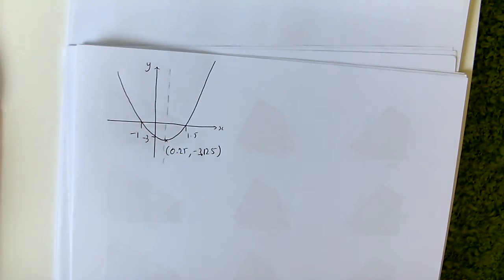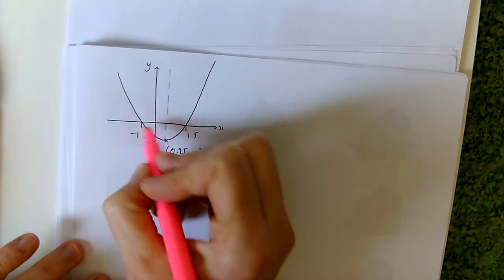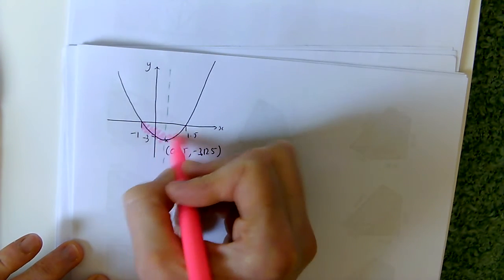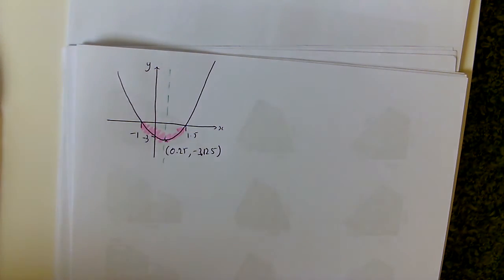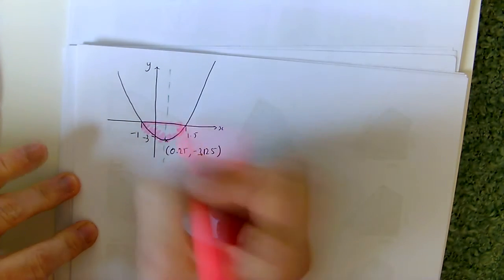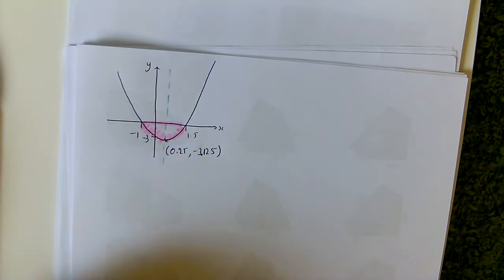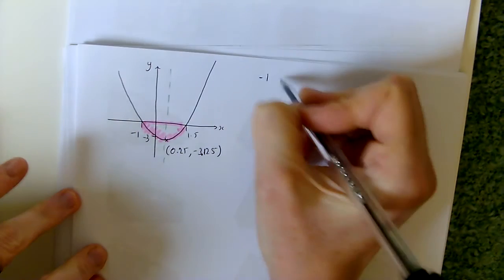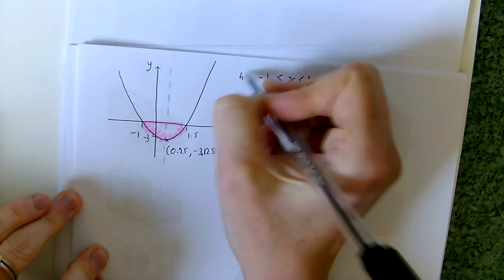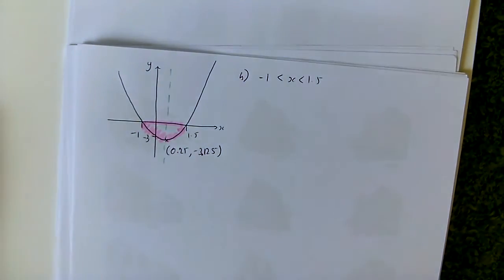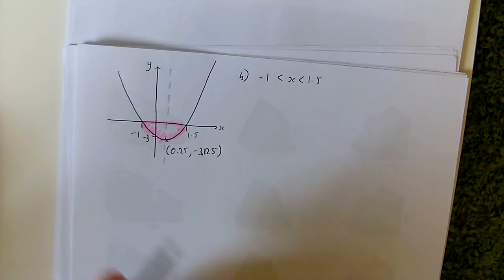So you're just thinking, I need the bit where the graph is below the x-axis, okay, because y is less than 0, and so you just want this range of values in here. So x is between -1 and 1.5, or nicer as fractions. Okay, so that was B. So your answer from A is helping you with B, saving you a lot of time and effort.